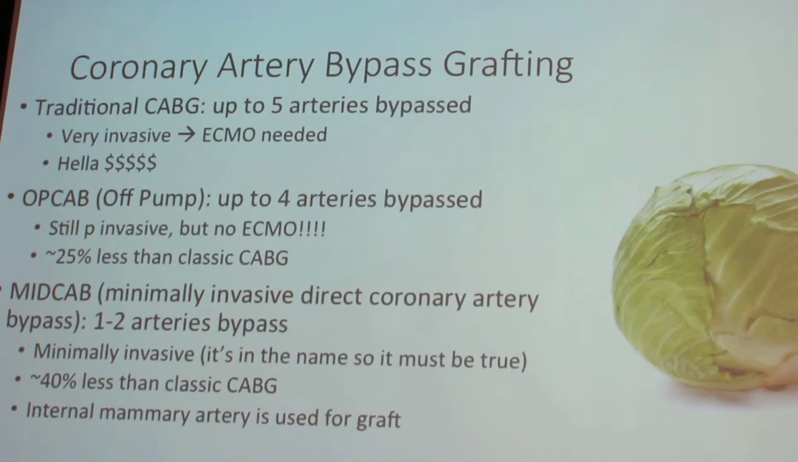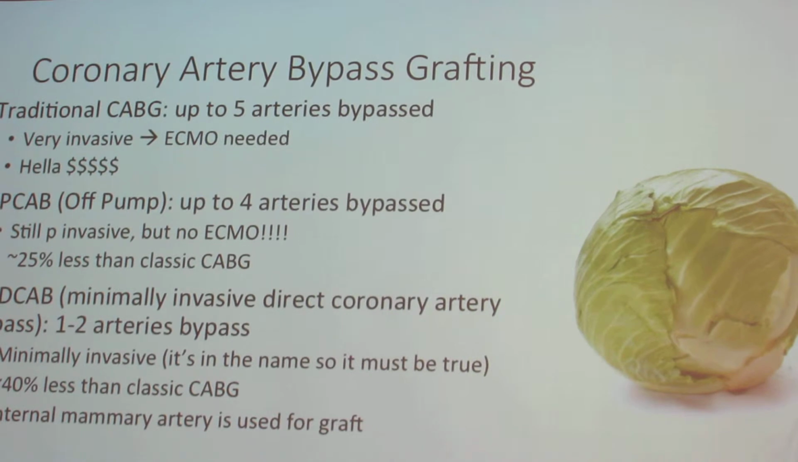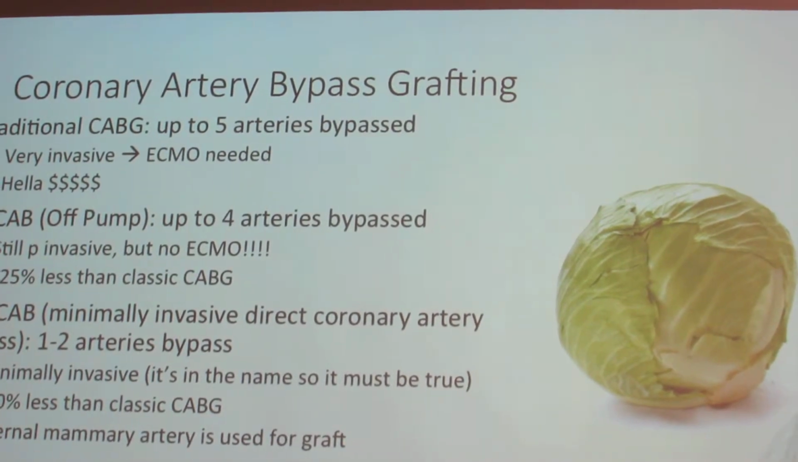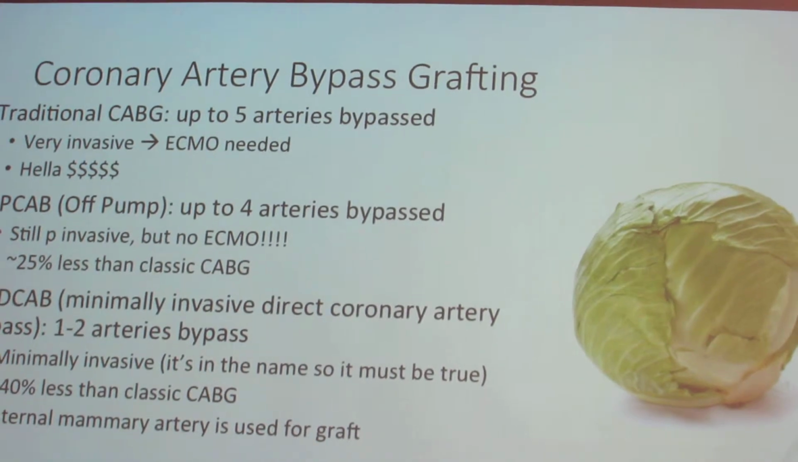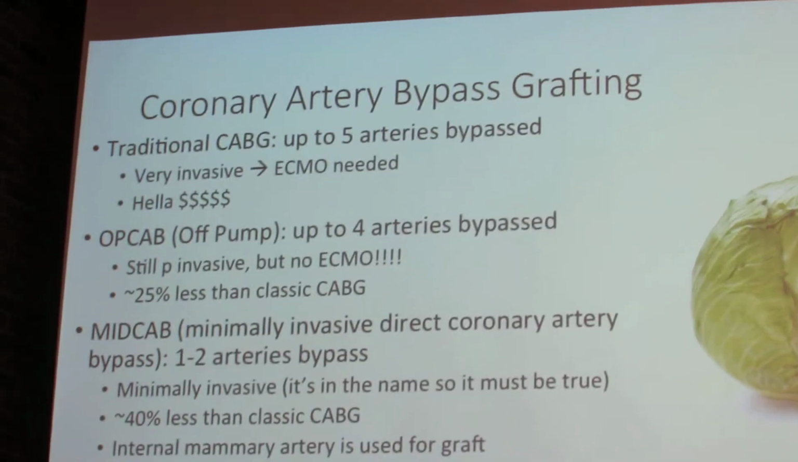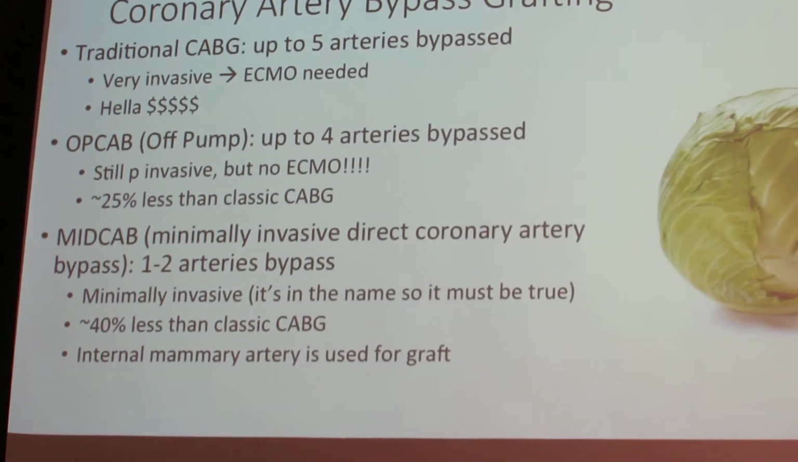So let's talk about off-pump CABG, which is off pump. I mean, already that should trigger something. We're off pump, which means we're probably doing slightly less to the heart because it doesn't need all the support. Yes, up to 4 arteries to be bypassed. It's still pretty invasive. You still have a huge gash in your chest, but you don't need ECMO. It costs 25% less than classic CABG.